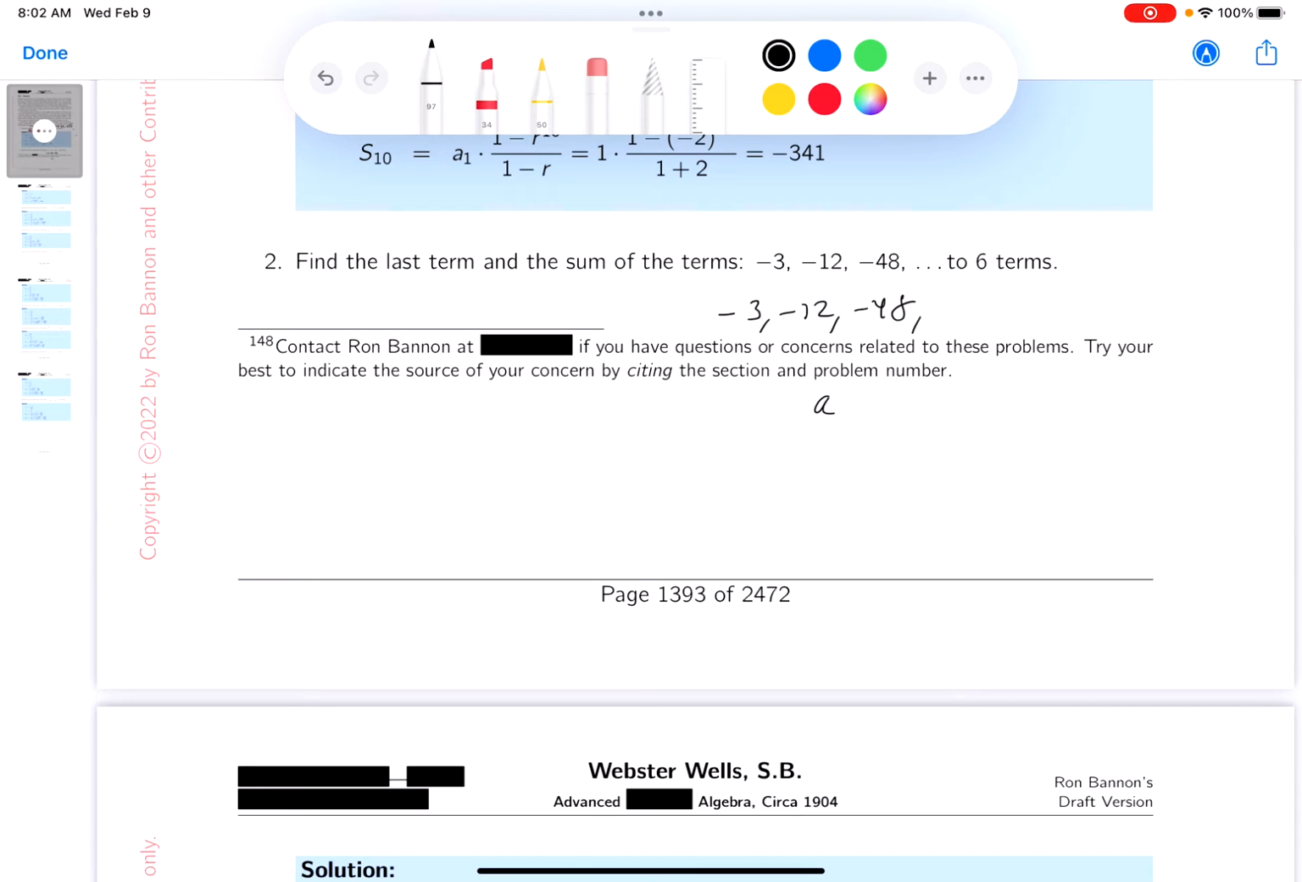Let me write this down. A1 is minus 3, A2 would be minus 12, A3 is minus 48. And the common ratio R would be the ratio A2 over A1, which is minus 12 over minus 3, which is 4. This certainly appears to be the case.